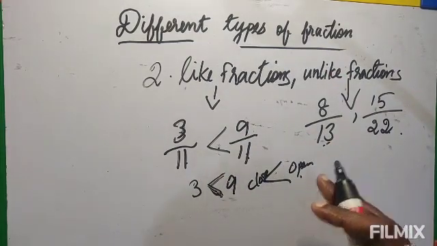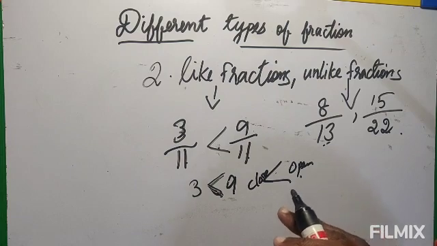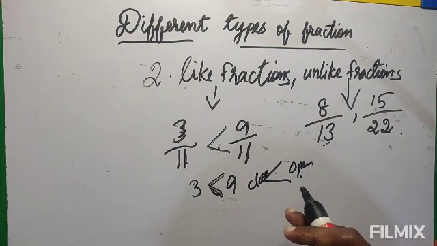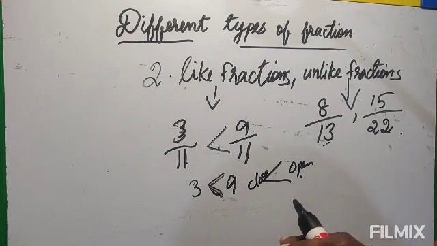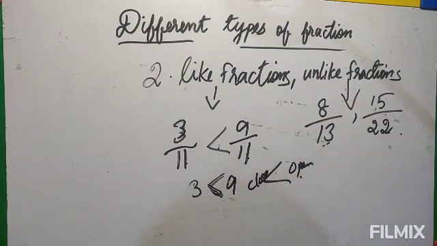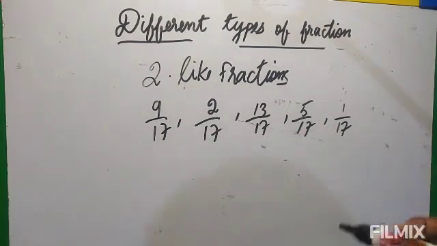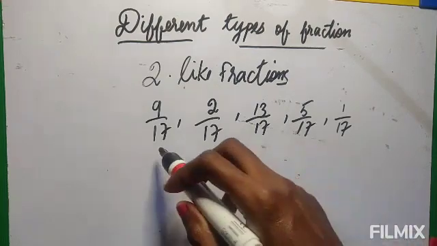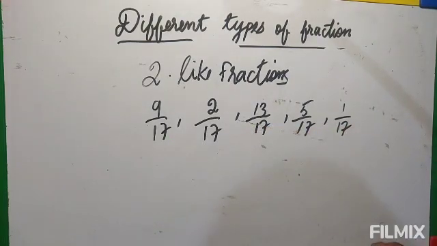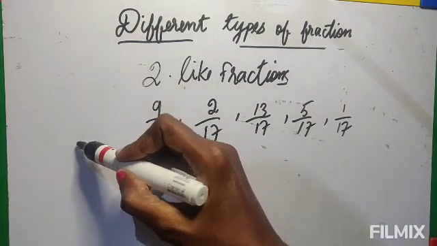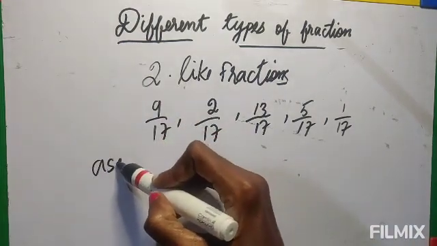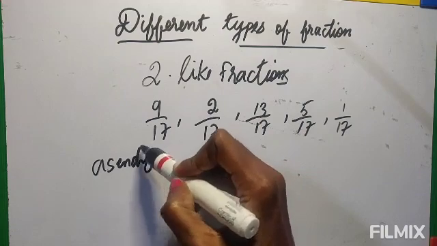Now we can find the bigger and smaller fraction, and in the same way you can arrange in ascending and descending order also. Let me give an example now. See here, these are all like fractions, because all have the denominator 17. Let's arrange them in ascending order. Ascending order means we arrange from small to big. Here also I will give a trick to find the ascending order.